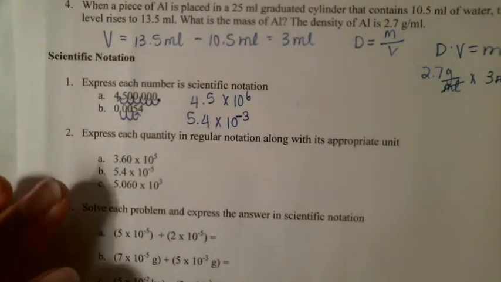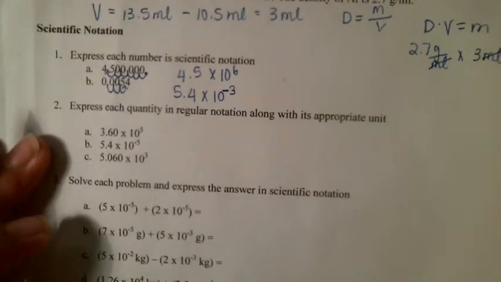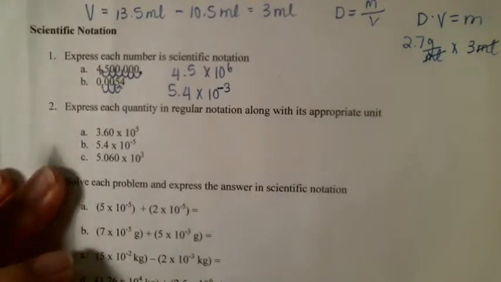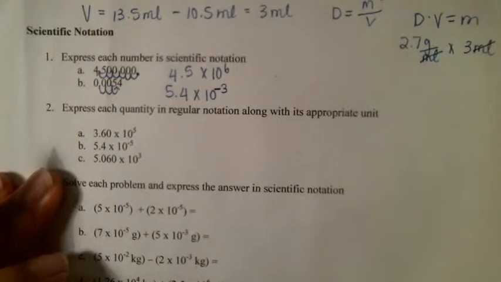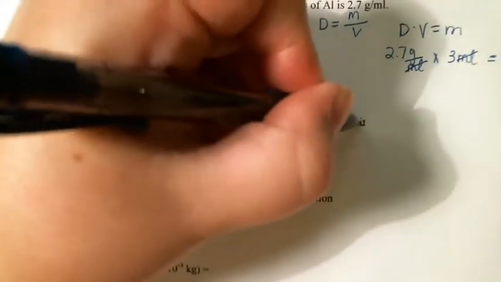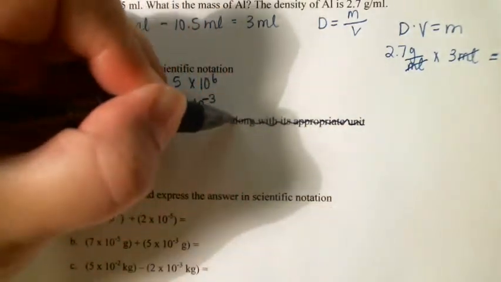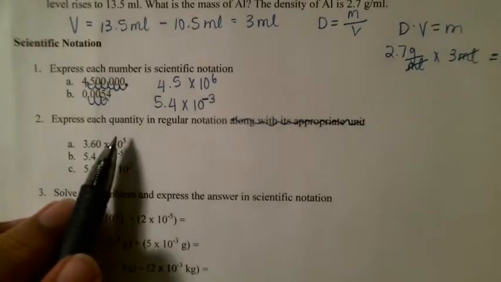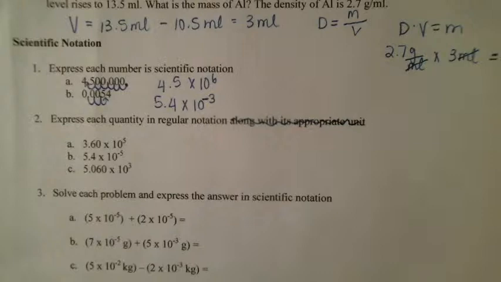Okay, let's look at number 2. Here it asks, express each quantity in regular notation along with its appropriate unit. Oops, you guys can forget about this part. I left the units out. So just express each quantity in regular notation.